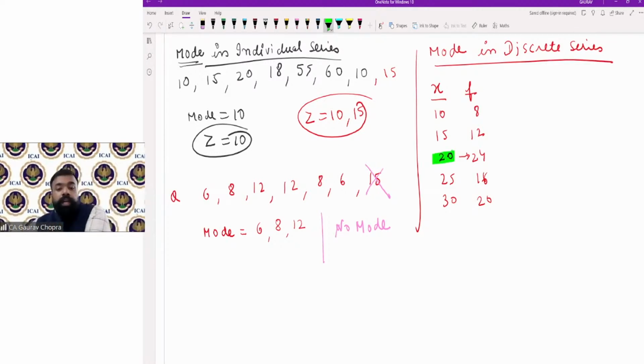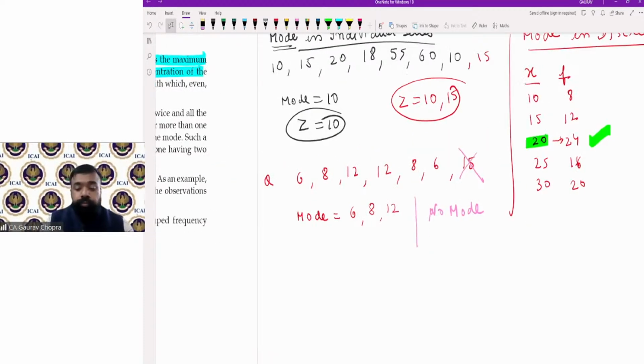कई बार जल्दबाजी में हम क्या कर लेते हैं? फ्रीक्वेंसी को मार्क कर लेते हैं. तो फ्रीक्वेंसी इज नॉट द मोड. मोड कौन सा होगा? ऑलवेज वेरिएबल में से. तो जिसका फ्रीक्वेंसी हाईएस्ट है, दैट विल बी द मोड. ऑलराइट. This will be the case of discrete series.